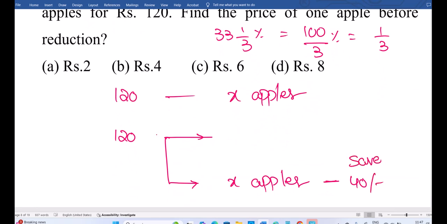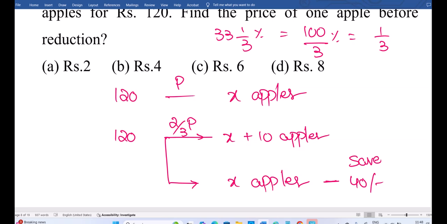Or you got 10 apples extra. Two cases: when you went with 120 last month, X apples, but now as the scenario changed, price reduced. Previously price is let it be P. Now price is 2 by 3P. Are you getting why 2 by 3P? 1 by 3 reduced. P minus 1 by 3 means 2 by 3P. Now 2 by third of the price, 2 by 3P. Are you getting the terminology? What is P? What is 2 by 3P?